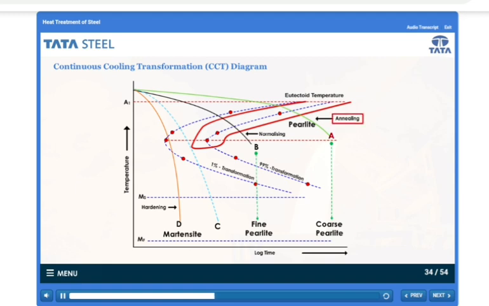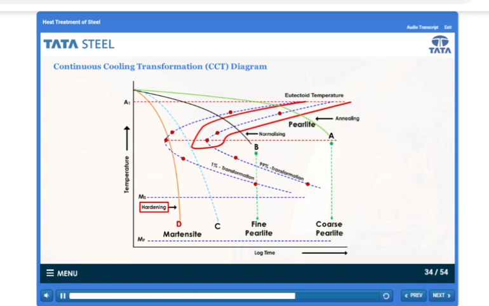Look at curve A. It represents the annealing process, wherein the steel is heated in the gamma region and is cooled very slowly in the furnace. This process produces coarse pearlite. Now shift your attention to curve B, which represents the hardening process.